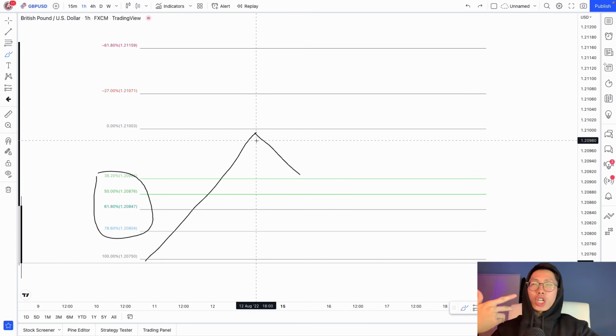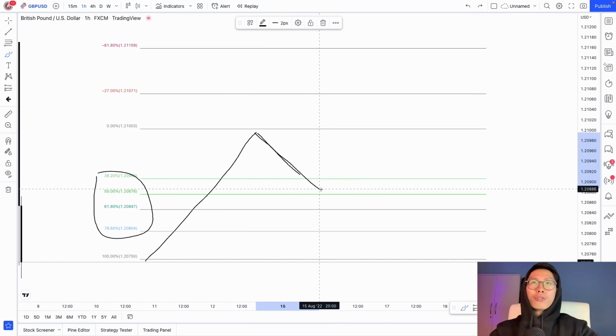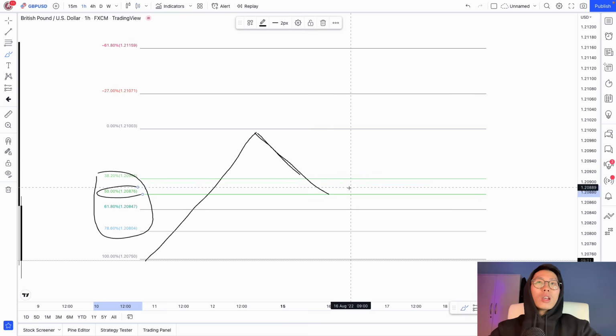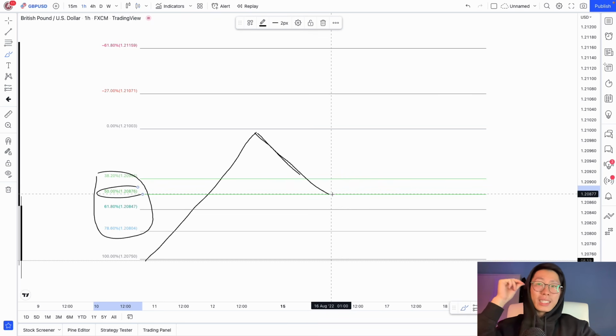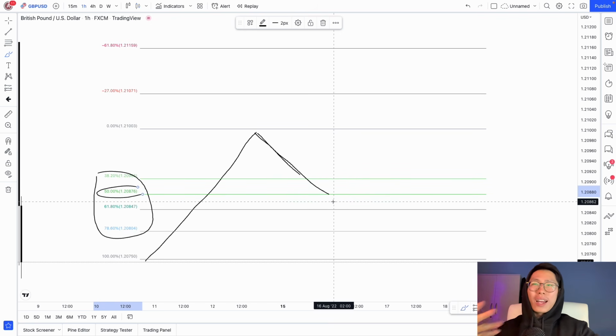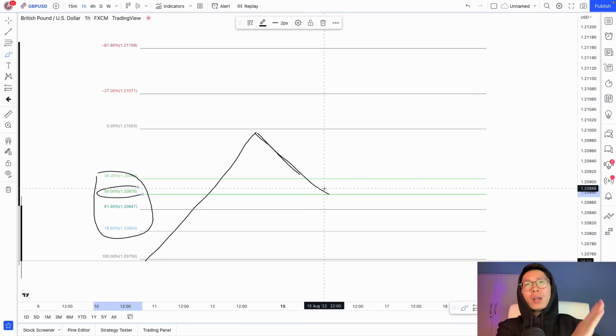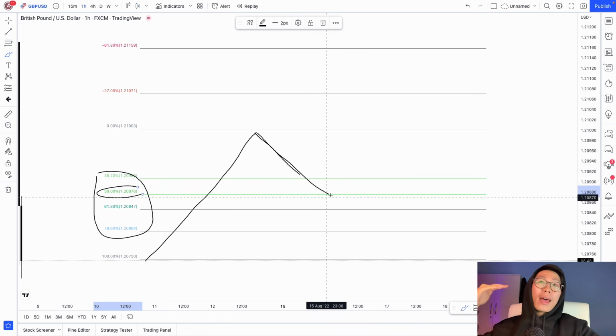So in this case, let's say price retraced to the 50 level, which is this one right here. You do not want to enter here yet. You want to wait for some signs that show you that price is done retracing and is going to continue heading back up. Once we see some signs, we enter for a buy.